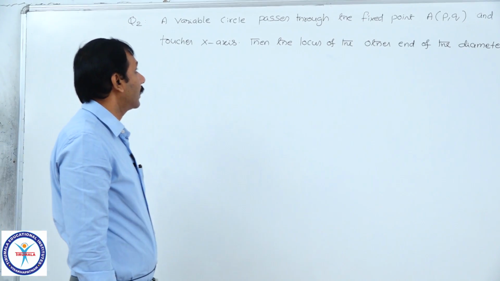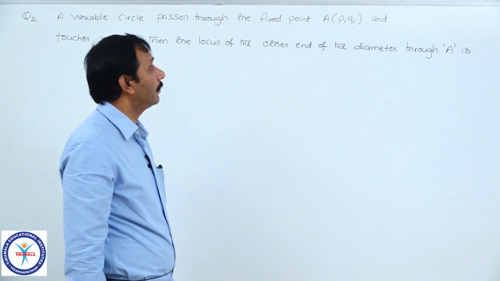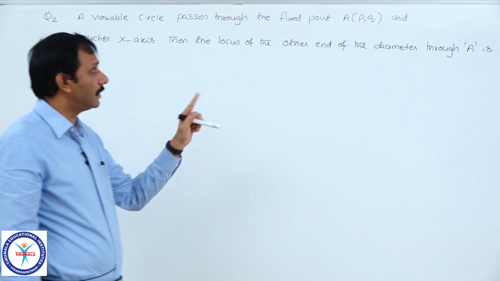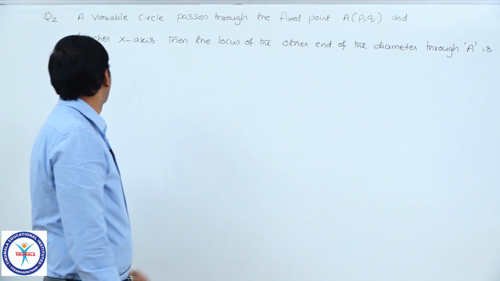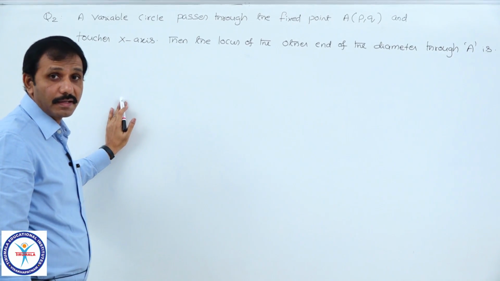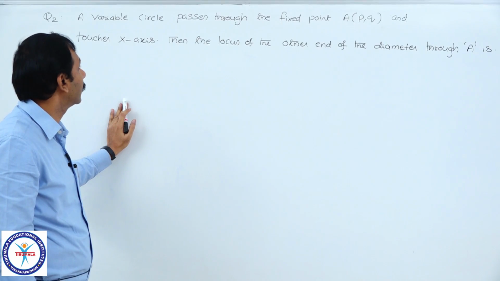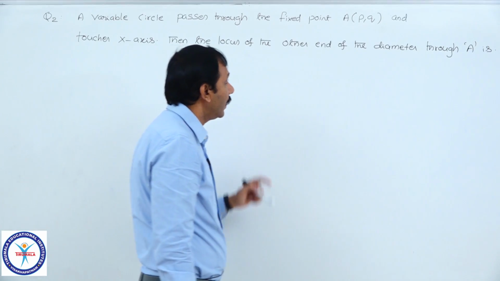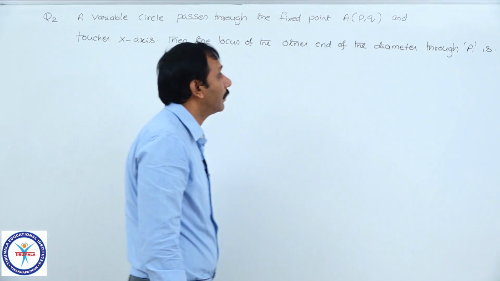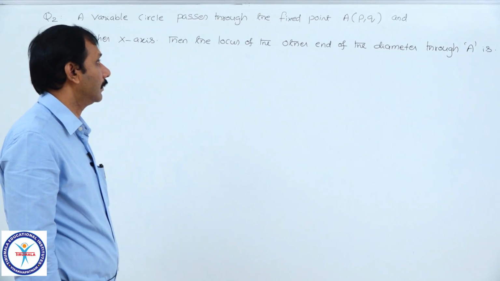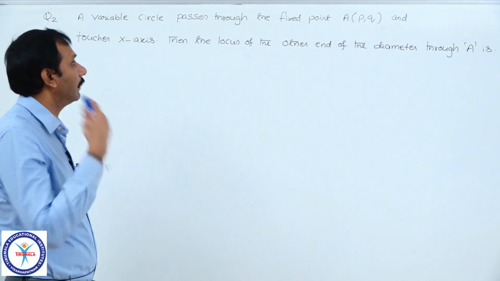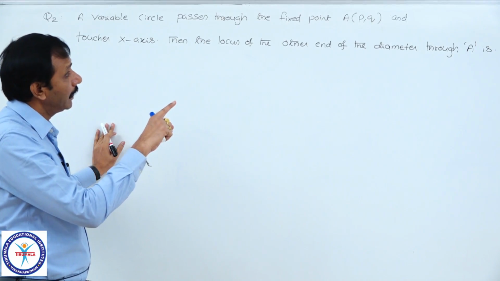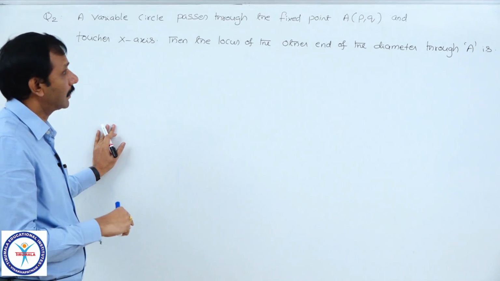A variable circle passes through the fixed point A, P, Q. That is, one point P, Q is given on that circle. And it touches the x-axis. Then they are asking us to find the locus of the other end of the diameter passing through that fixed point capital A. Observe this, what is the data given? A variable circle passing through a point P, Q and it touches the x-axis.